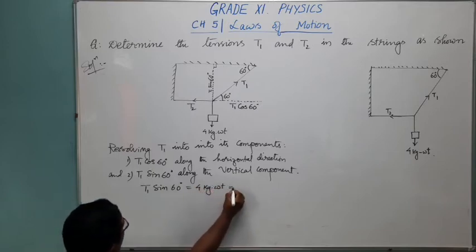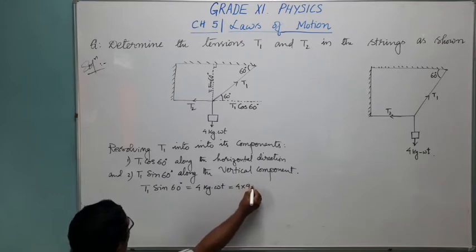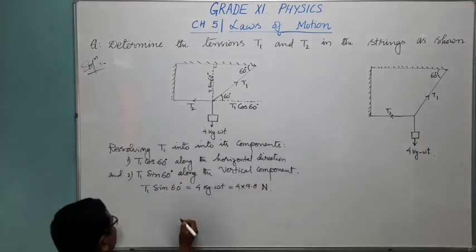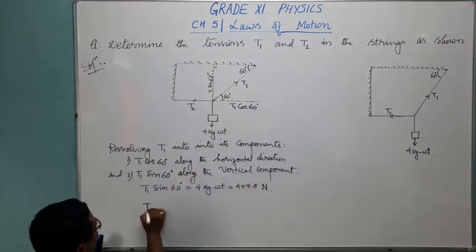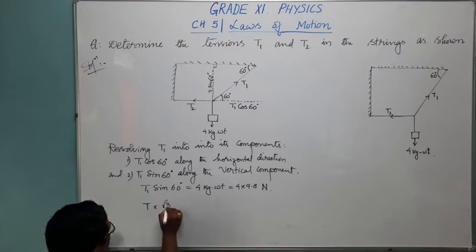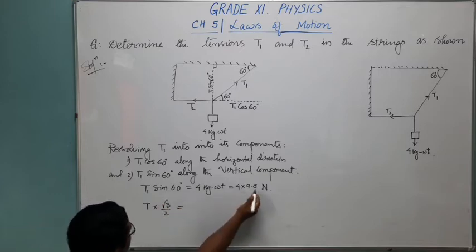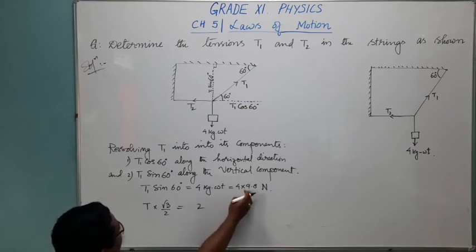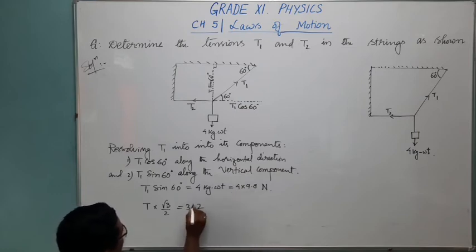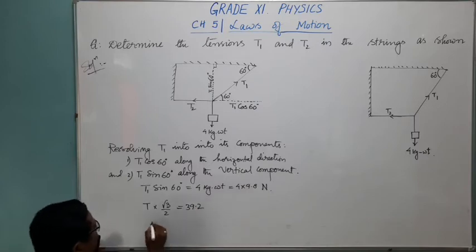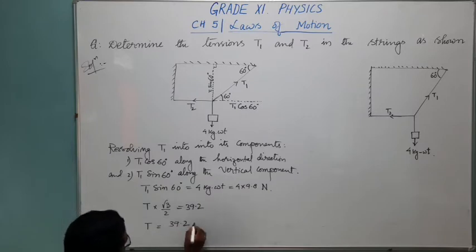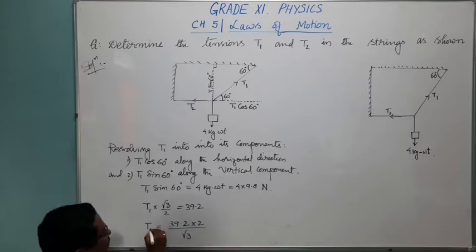Kg weight, if you change into newtons, it will be 4 into 9.8 newtons. Like this you can change it. Then T1, we don't know the value. Sine 60 is root 3 by 2. You can multiply this: 8 4s are 32, 3 in hand, 9 4s are 36, 39, 39.2. So T1 will be 39.2 multiplied by 2 divided by root 3. So this is your T1.